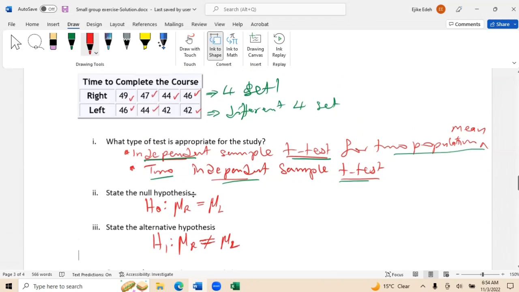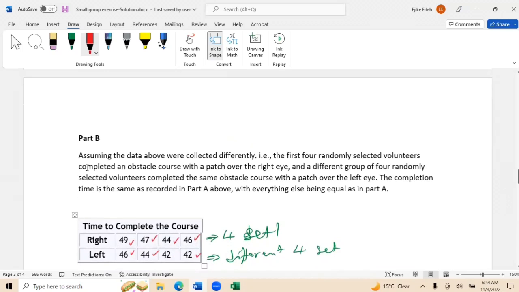Okay, so let's look at that question. Assuming the data above were collected differently, in the first four randomly selected volunteers complete the obstacle course with a patch on the right eye, and a different group of randomly selected volunteers completed the same obstacle course with a patch over their left eye, okay? The time is recorded above.